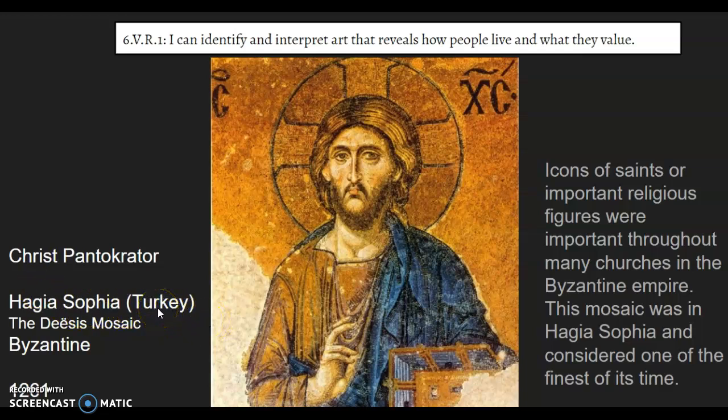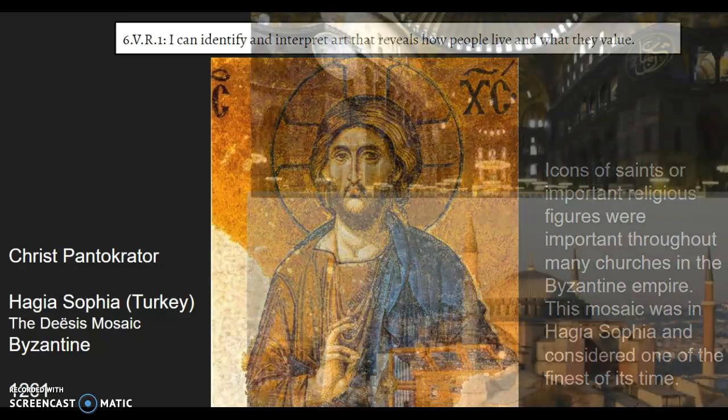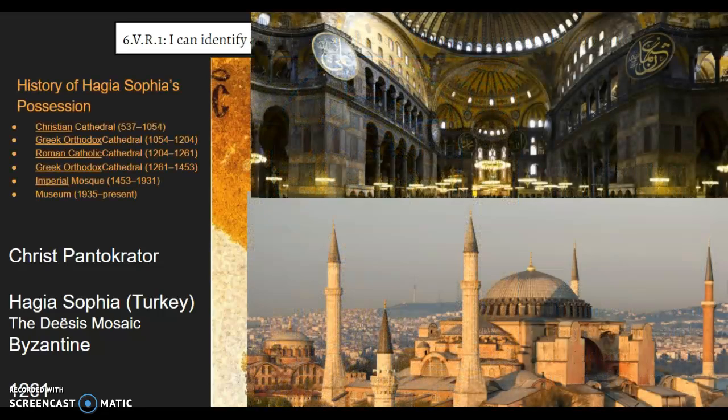It is a beautiful, big church, and it has gone through quite the crisis of identity, let's say. This is the Hagia Sophia from the outside. This is the Hagia Sophia from the inside. Now, when it was built in 537, the Hagia Sophia was built to be a Christian cathedral. And it was a Christian cathedral for about 500 years during the time of the Byzantine Empire.